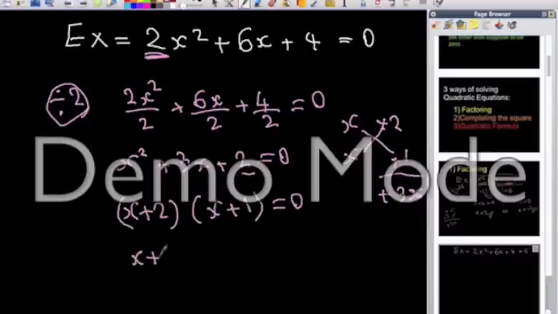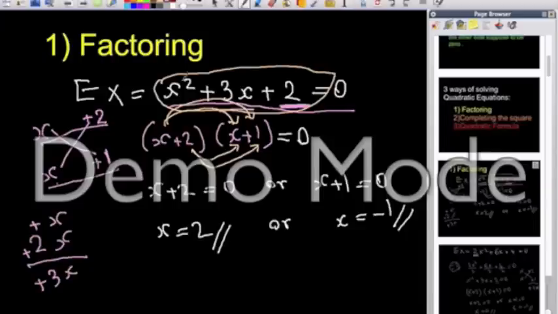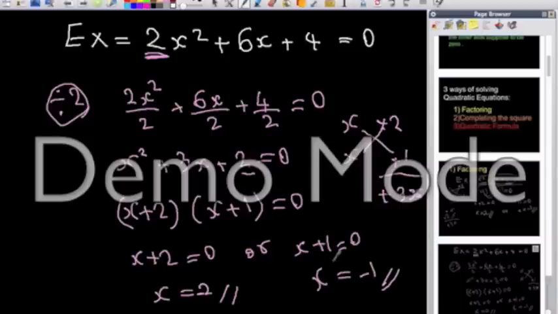So x plus 2 equals 0, or x plus 1 equals 0. X equals -2 and x equals -1. Yay, we got the answers. Oh, and sorry, the last equation, it was -2. I forgot the sign. Okay, so now we figured out that if the whole equation can be divided by the a, then we should do it in order to make the equation easier.